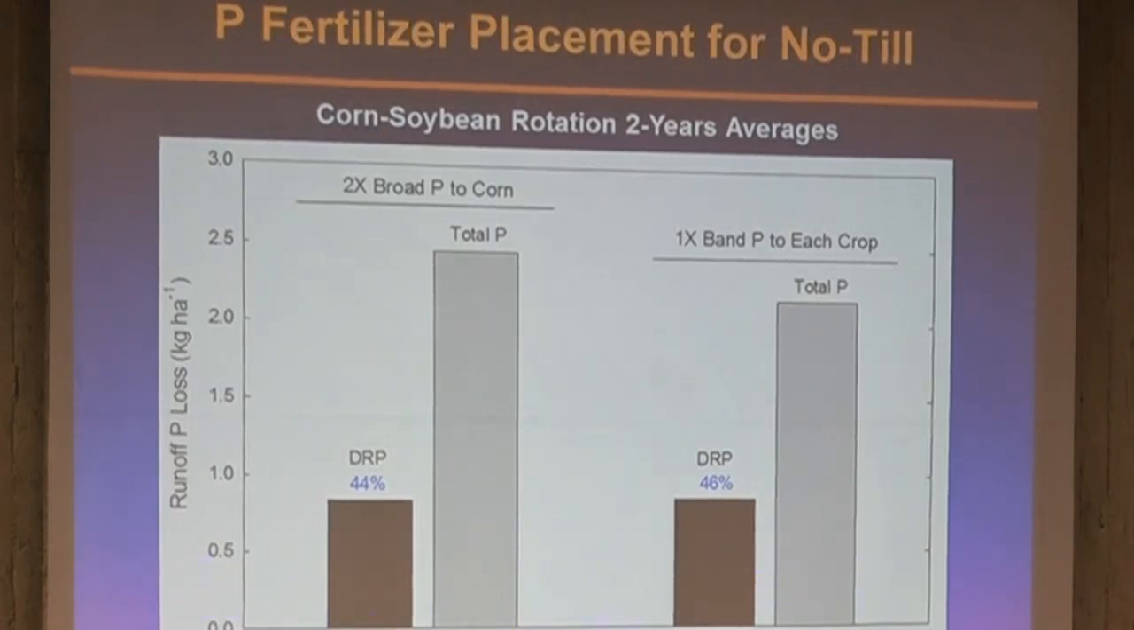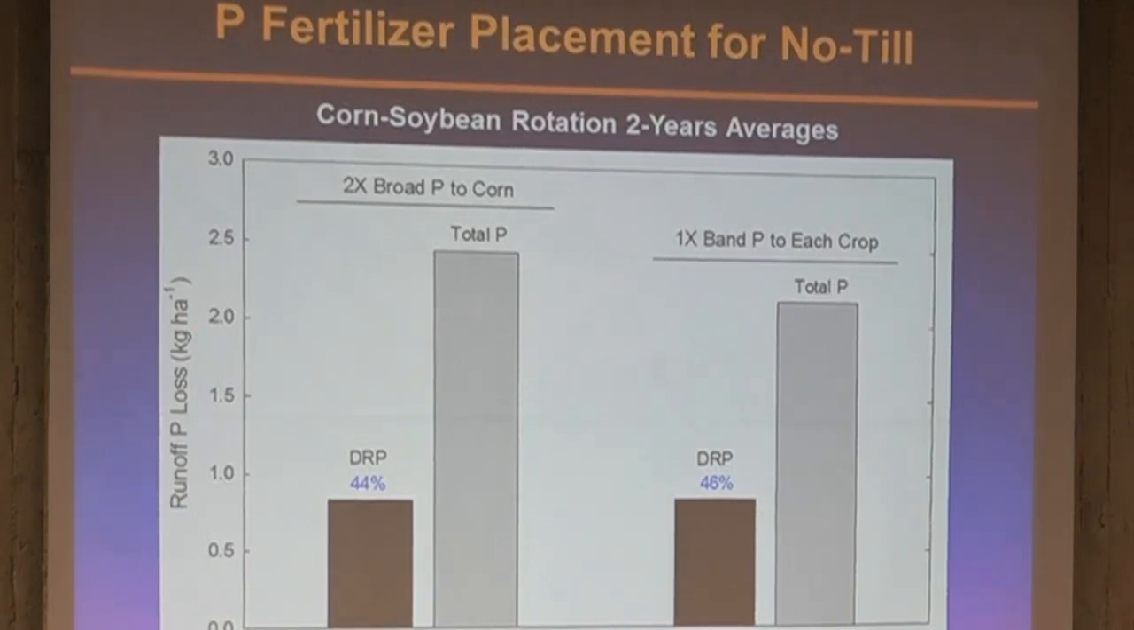And for this we have only 2 years, very variable, and not much rain in Northwest Iowa for the comparison of the placement. This is broadcast. It was a systems comparison. The double rate before corn for the rotation and planter banded for each crop each year. There's no difference.